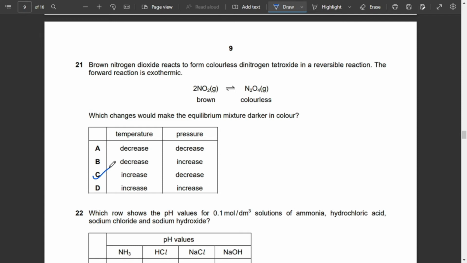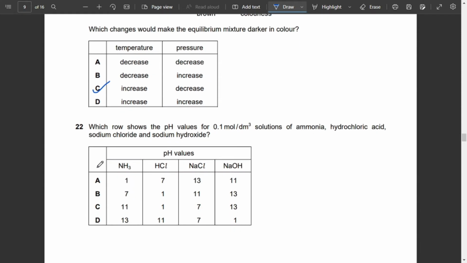Alright, so moving on to the 22nd MCQ. Which row shows the pH value of 0.1 mole per dm cube solution of ammonia, hydrochloric acid, sodium chloride and sodium hydroxide? Okay, so if we look into this question, we need to guess the pH values. Of course, you will not be able to know the exact pH value, but we know what is acidic, what is a strong acid and a weak acid, a strong base and a weak base, right? So we have this kind of an idea in our mind.